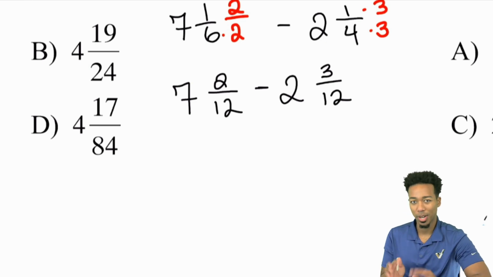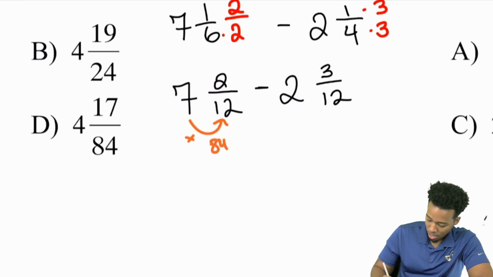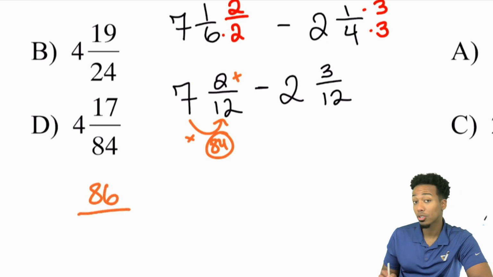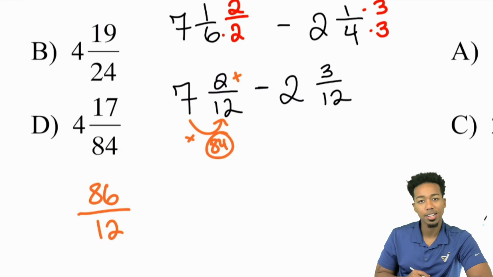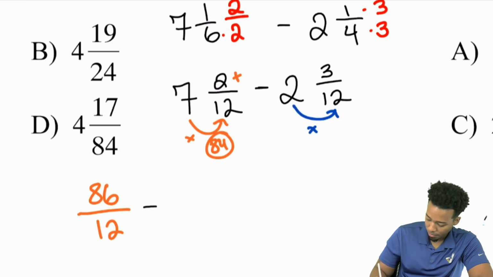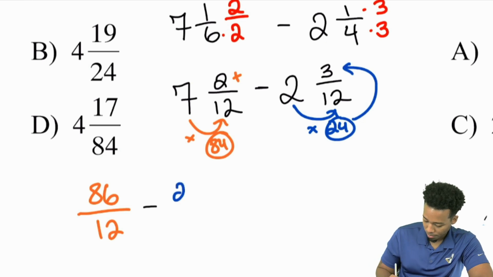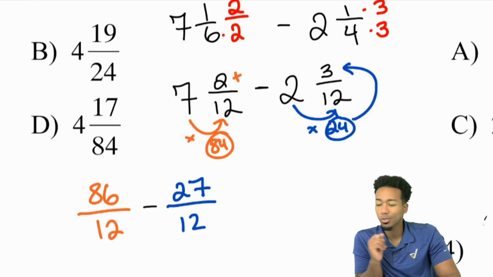So here's the longer way-ish. I'm going to turn this into an improper fraction. 7 times 12 is 84. And then we add this to the top, so we get 86. Remember, that's how you turn a mixed number into an improper fraction. Multiply by the denominator, then add it into the numerator. So over here, on the right side, 2 times 12, that's going to be 24. Then you add that to the top, 24 plus 3 is 27.